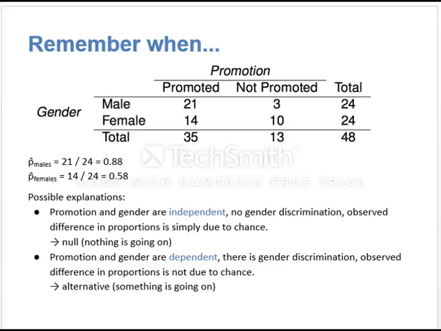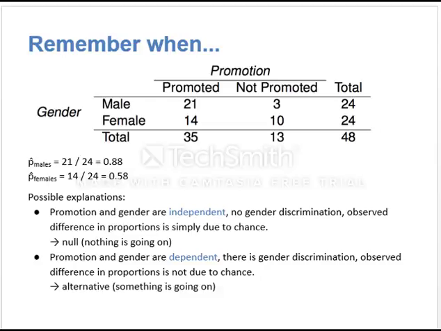So this is an example I like to use when I teach. Really, the intent of this example is to focus in on whether or not gender here affects promotion rates. So we see here with this data that 21 out of 24 males, or 88% of males, were promoted, whereas 14 out of 24 females, or 58% of females, were promoted.